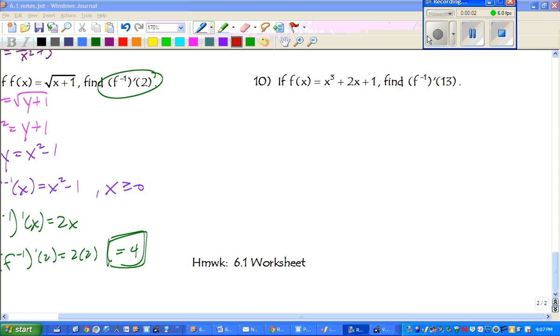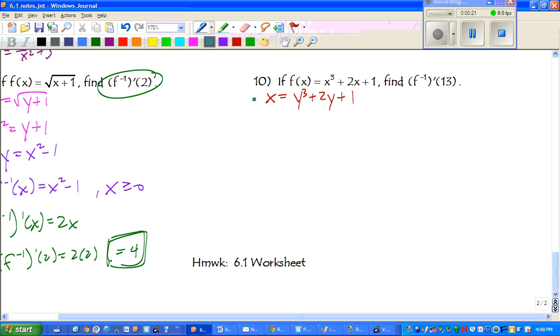The last one. All right, here we're finding the derivative of the inverse at 13. So we'll switch x and y. And this is kind of like number 8. We can't solve this equation for y and then do the derivative, so we're going to go ahead and do the derivative first. So we're going to take the derivative of both sides.